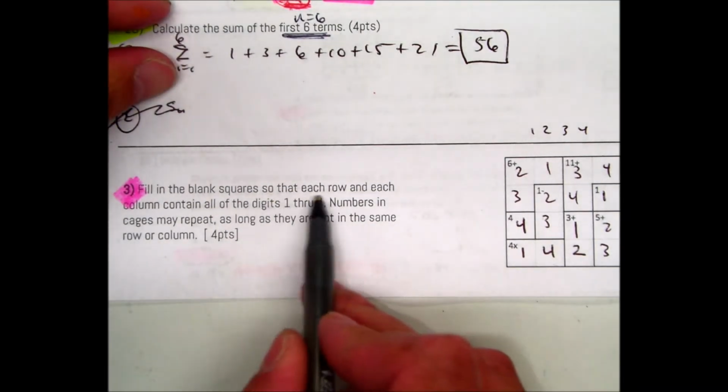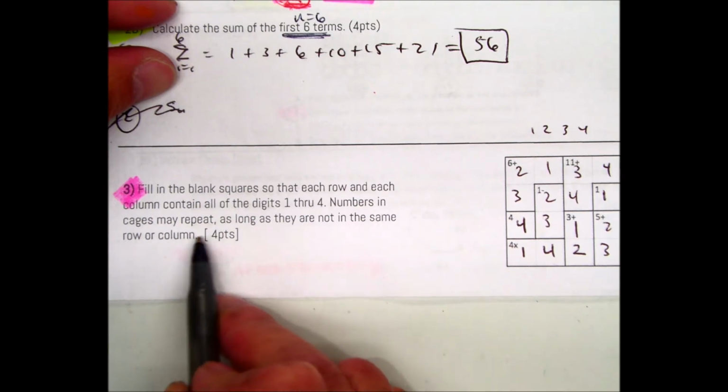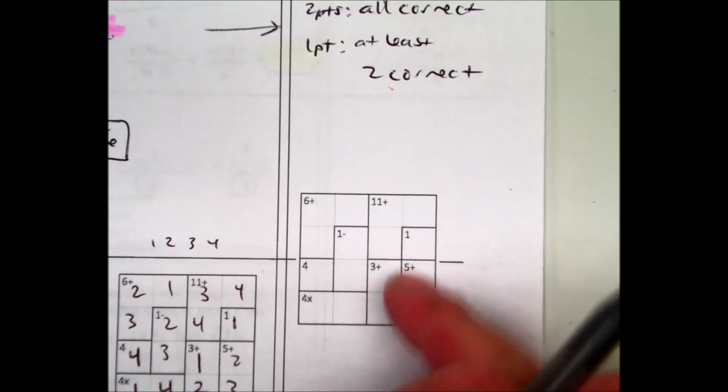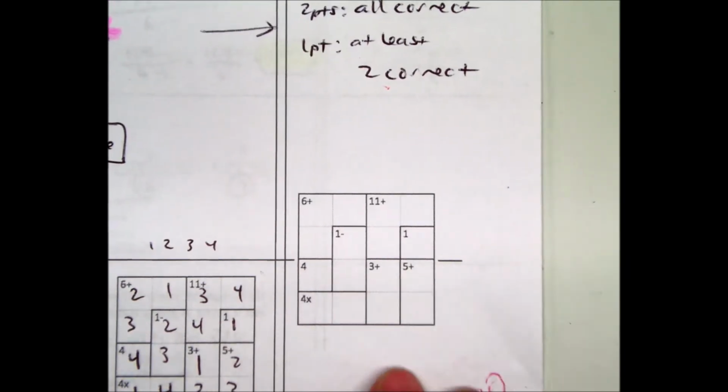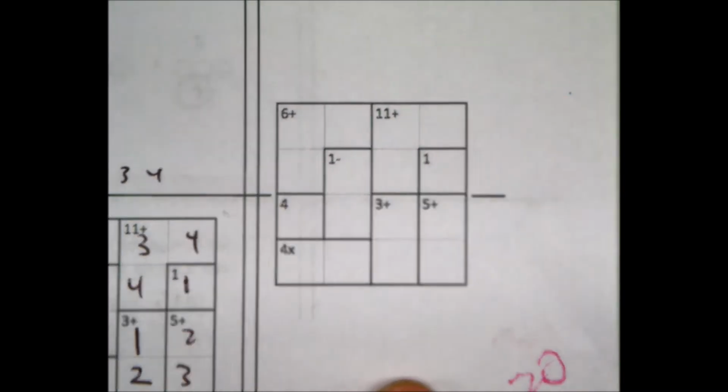Fill in the blank squares so that each row and each column contain all the digits 1 through 4. Numbers in cages may repeat as long as they are not in the same row or column. So I'll just redo this problem. If you got it wrong, that's why I have the second one there. If you got it right, then you don't have to use this one. I can only use the numbers 1 to 4.